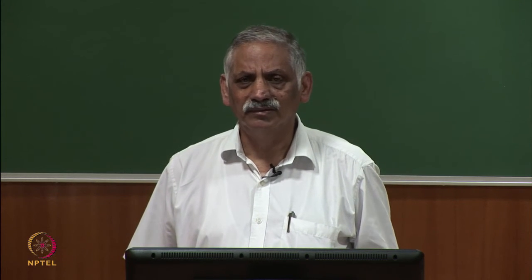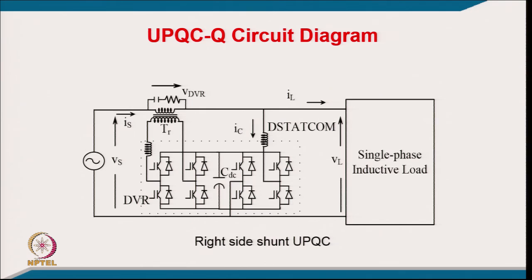So, apart from the losses which you have to feed through the shunt compensator or shunt VSC, you are not circulating any active power from D-STATCOM to DVR, or DVR to D-STATCOM, in this control. And this is typically the configuration on the right hand side, which we suggested, and why we selected it.